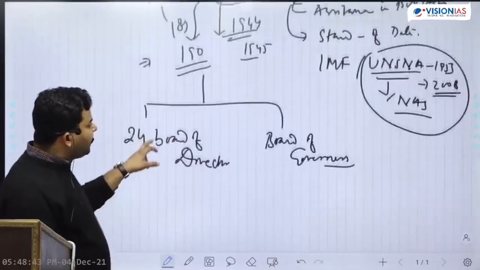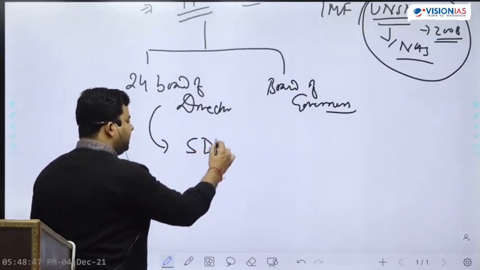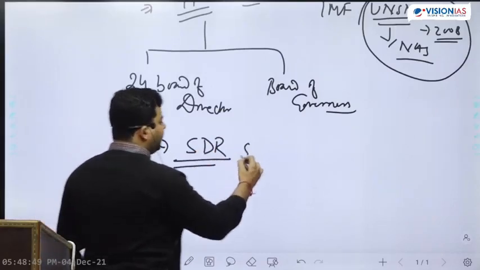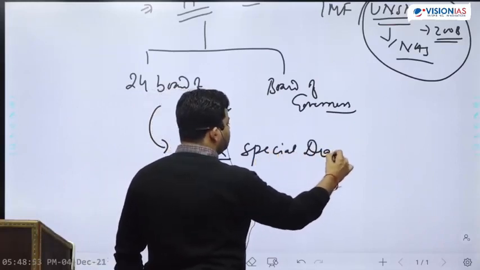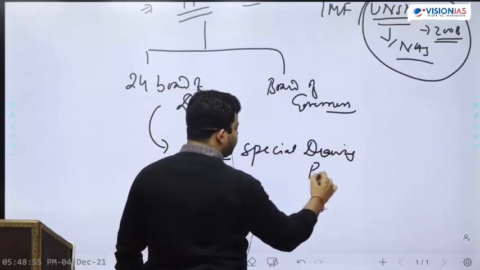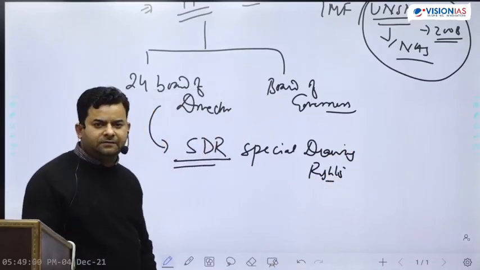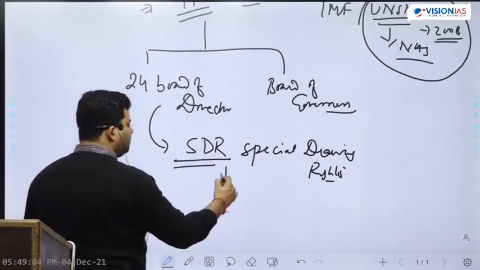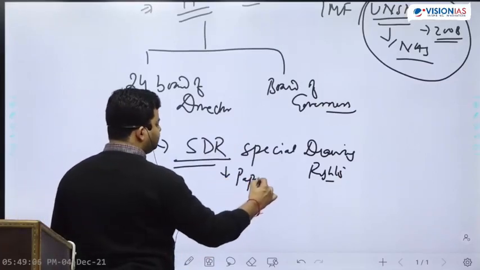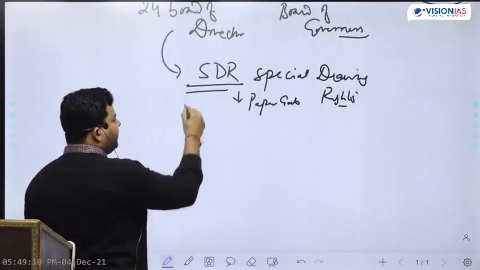Now, their currency is SDR. The currency of IMF is called SDR, Special Drawing Rights. It is unique. This is also called paper gold. In fact, this SDR journey was also very interesting.